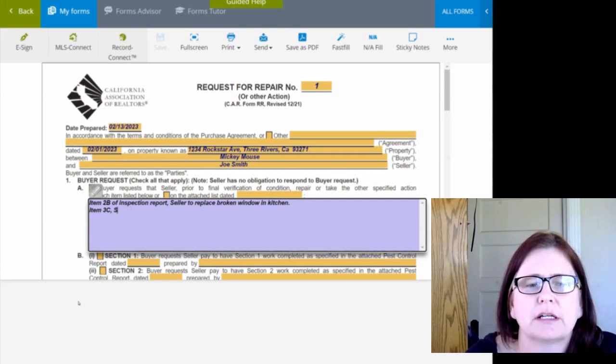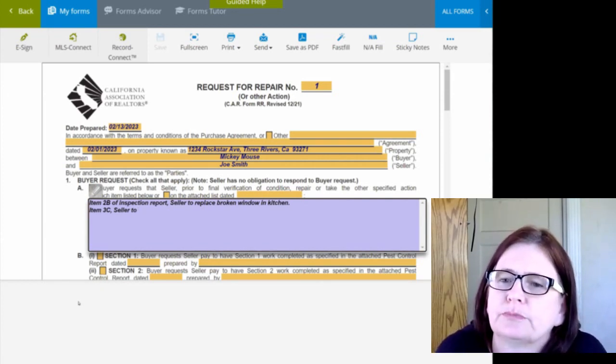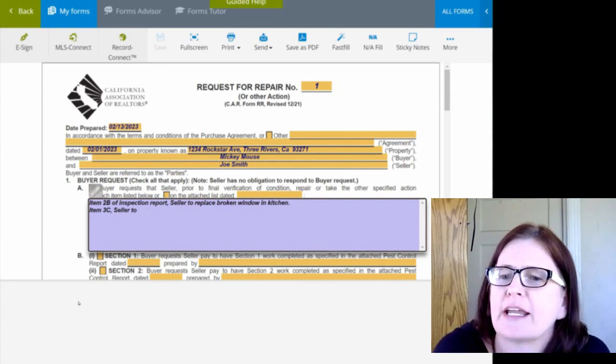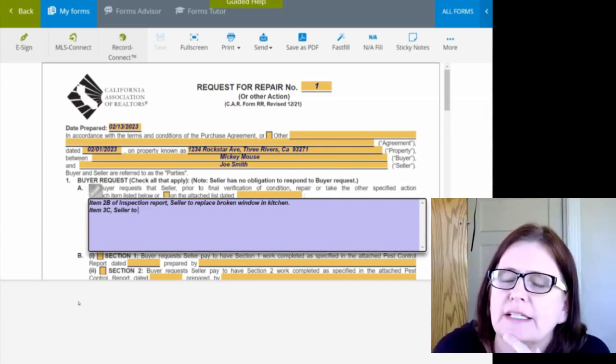Seller 2. Okay, so we have a broken ceiling fan. What do we want the seller to do? Greg, can you unmute? Fix or replace. Fix or replace. Is that what you're going to say, Greg?